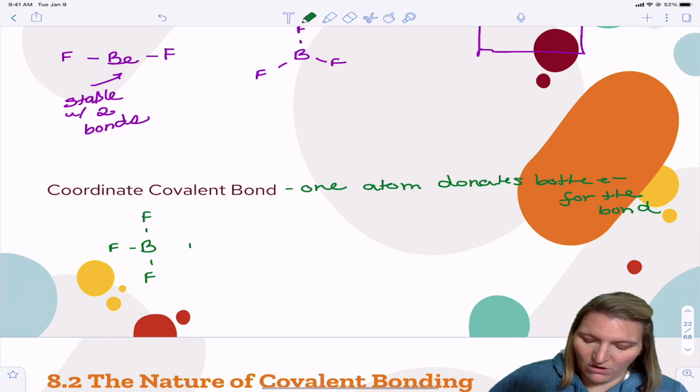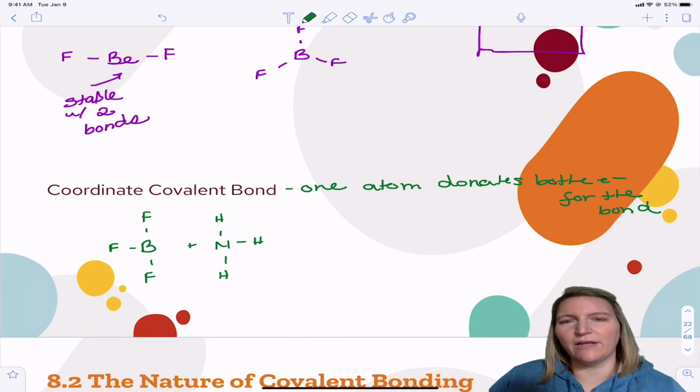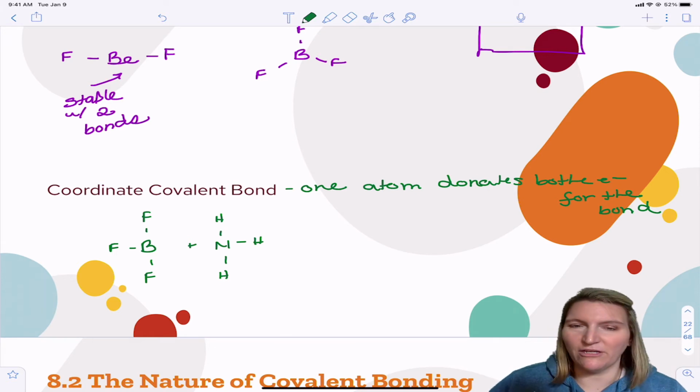So this is called a coordinate covalent bond. Again, you need to know the definition of a coordinate covalent bond for the test, but there are a lot more applications of this. This is a big way that Lewis acids and Lewis bases bond and behave. That's a category of bases and acids that we won't even talk about this year.